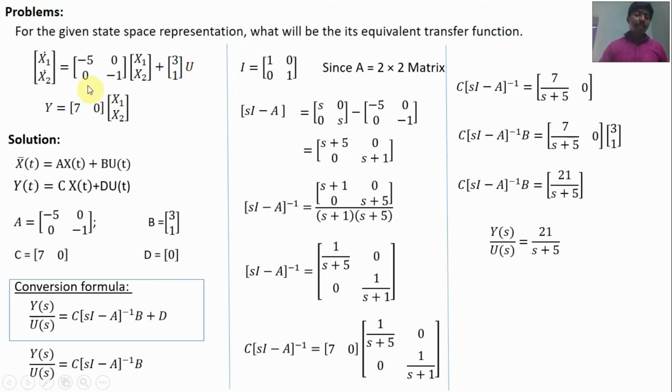If the matrix is 3 cross 3, you will get a third order equation. After finding the transfer function, we can find the time domain specifications: peak time, rise time, settling time, overshoot, damping ratio value, and natural frequency value. In some problems, the state space model is given and we have to find the damping ratio, natural frequency, or time domain specifications. For that type of problem, first convert the state space equation into a transfer function, then find whatever is required. Okay, thank you.